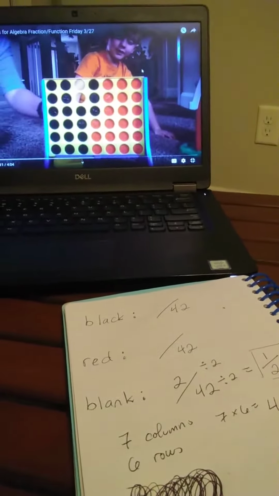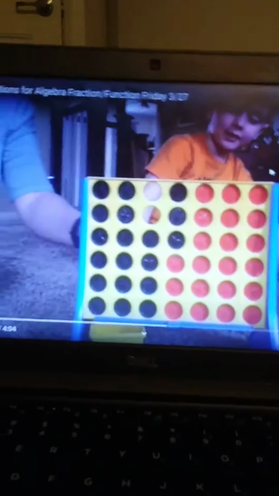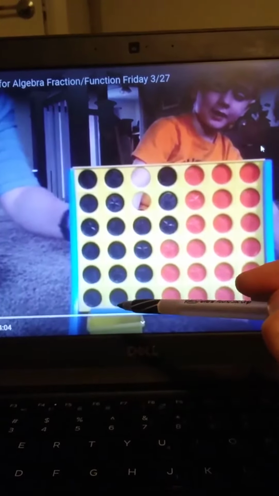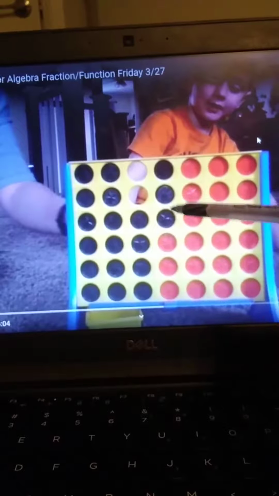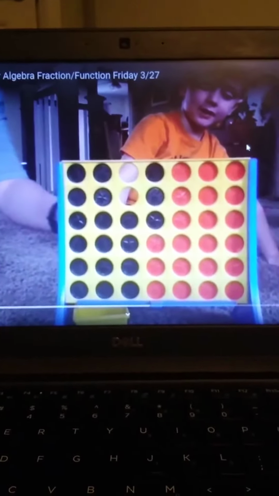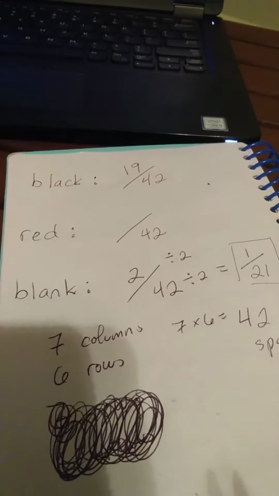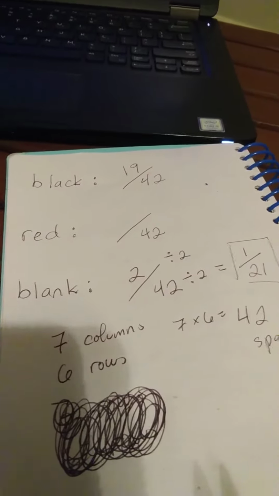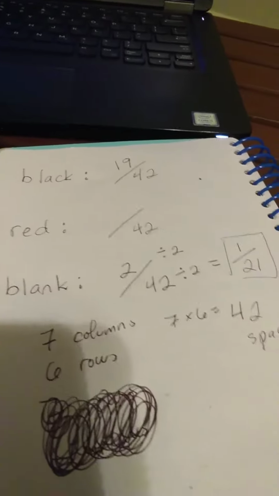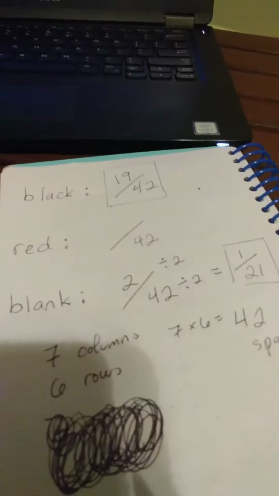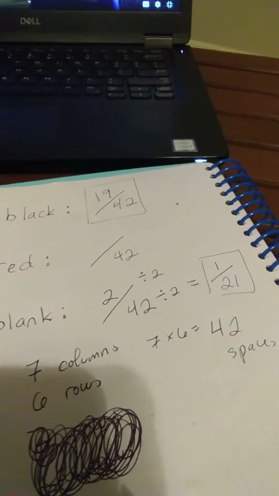Now let's count the black. We can do some quick math. 1, 2, 3, 4, 5, 6, 12, 13, 14, 15, 16, 17, 18, 19. So for the black, that is 19. We ask ourselves, can this simplify? No. 19 is prime. That means nothing goes into it except 1 and itself, 19. Since nothing else goes into it, 42 is not a multiple of 19. So there we go.